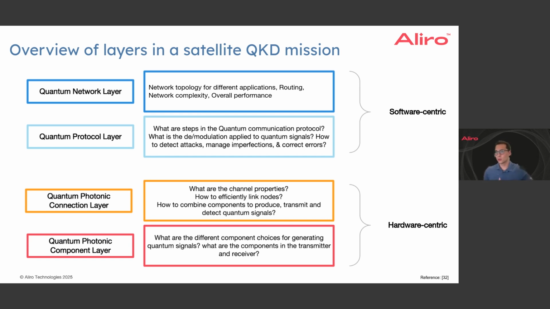And then moving up to the link layer, or the connection layer, this is about thinking about the channel, right? What are the properties of the channel? How can we best link our nodes together? How do we combine these components at the physical layer in a way that we can most efficiently produce our quantum signals, transmit them, and detect them, and correct for any atmospheric turbulence and these wavefront distortions, etc.?